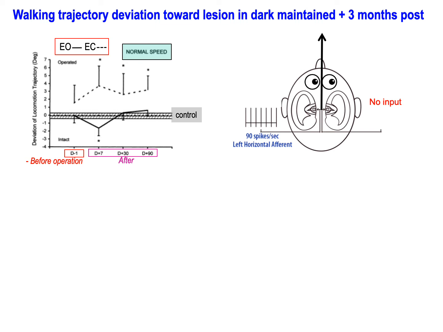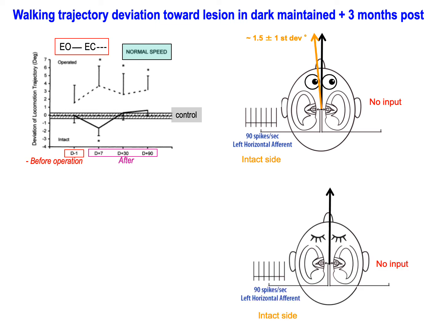And so now what we see is we've got this 90 spikes, let's say, on that left-hand side, and nothing coming from the right. So even with our eyes open, you can imagine we've got some input coming from the vestibular system on that left-hand side. So that's why we may deviate approximately 1.5 or so degrees to that intact side. It's a very small amount of deviation. That's really important to note.